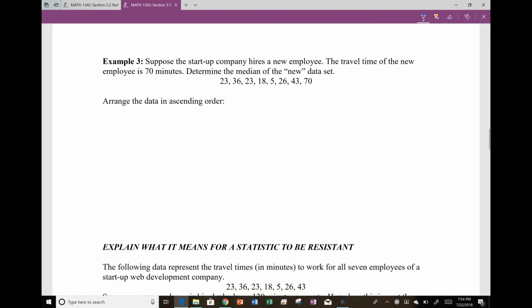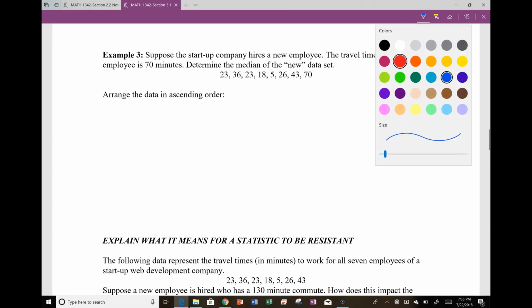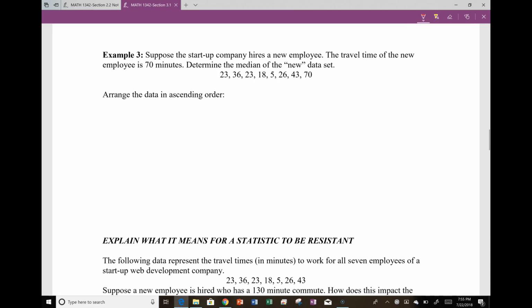Example 3 says that suppose the startup company hires a new employee. The travel time of the new employee is 70 minutes. So this person is traveling much further than the others. Determine the median of this new data set. Again, my very first step is to arrange the data in order from least to greatest. So I have 5, 18, 23, 23, 26, 36, 43, and 70.